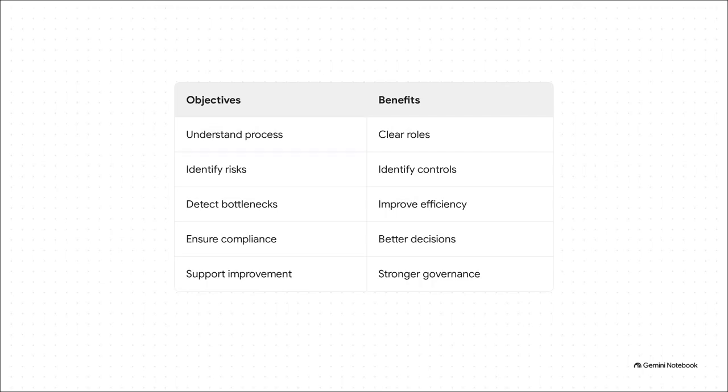Now, what's cool is how every objective in process mapping yields a direct, tangible benefit. When your objective is to understand how a process works, boom, you instantly gain clarity on roles and responsibilities. Identifying risks and control points directly leads to better overall identification of those risks and controls. When you aim to detect inefficiencies and bottlenecks, you achieve improved process efficiency.